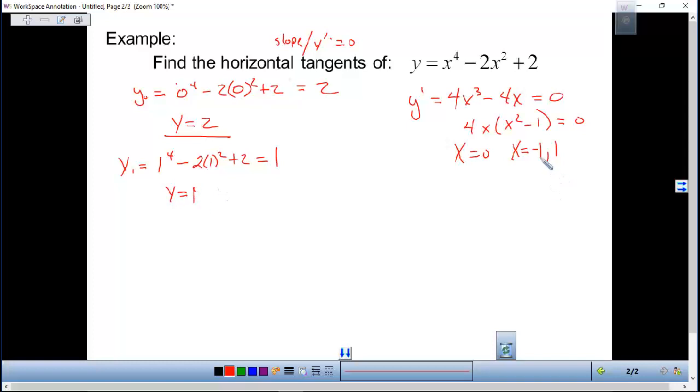Now you can plug in the negative 1 if you want to, but negative 1 to the 4th is still going to be 1. Negative 1 squared is still going to be 1 to give me a negative 2 there. So you're going to get the same answer. So my two horizontal tangents are y equals 1 and y equals 2. So those are my horizontal tangents.